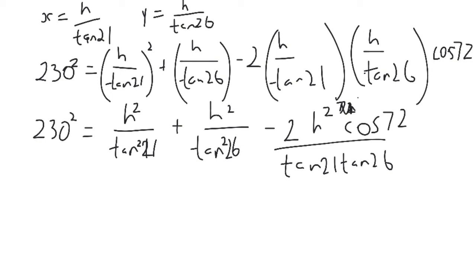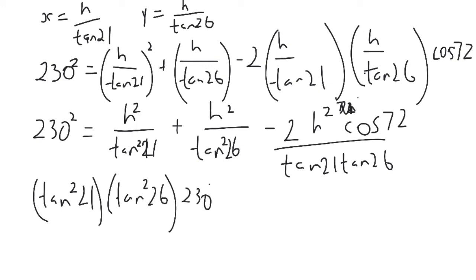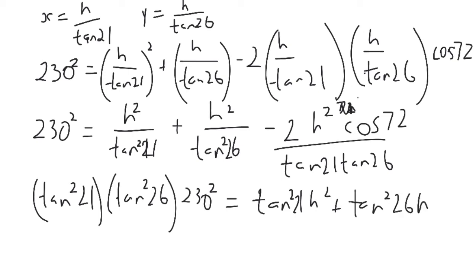To get rid of these fractions, we're going to have to multiply by the lowest common denominator, which is actually tan squared 21 by tan squared 26. So we'll end up with tan squared 21 tan squared 26 times 230 squared on the left equals tan squared 21 h squared plus tan squared 26 h squared minus 2h squared cosine 72 tan 21 tan 26.